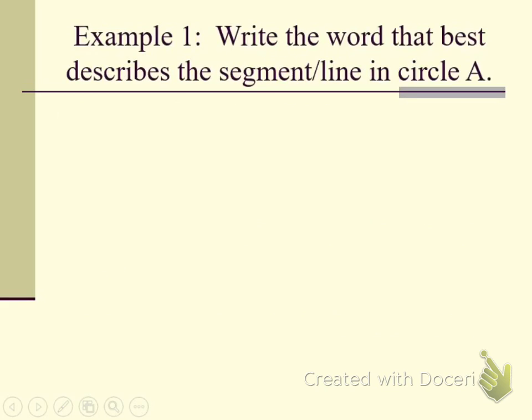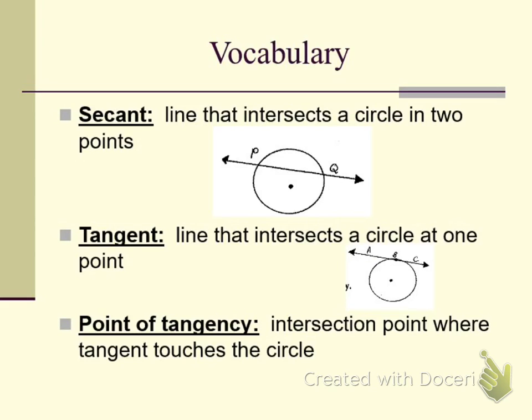First up on this slide is secant, which is a line that intersects a circle in 2 points. So this is sort of like a chord, except instead of just a segment that stops at the edge of the circle, a secant is a line that keeps going. That's why it's got those arrows on it.